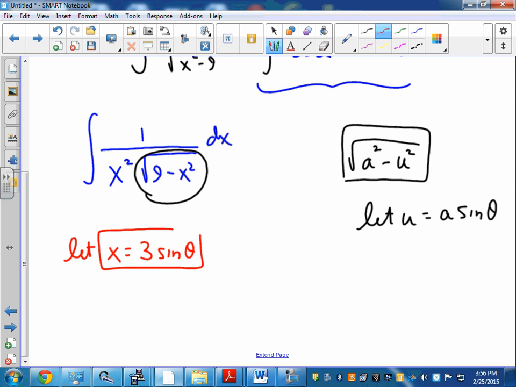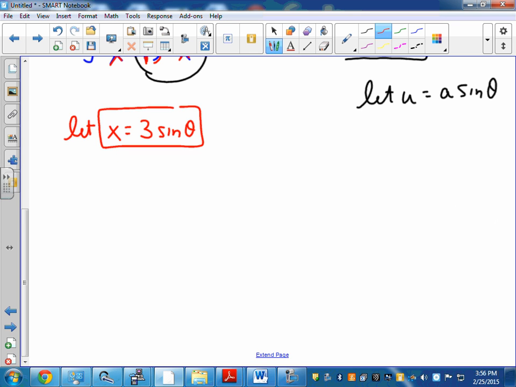Now, when students first see this, they go, whoa, crazy. Why are you putting trig and why are you putting thetas in? This integral has an x, it has a dx, it has a square root. Granted, that's not really pretty. There's a 9 and an x squared. Why are you turning this into trig? And the answer is because it works. It's sort of like this is the way you do these problems.